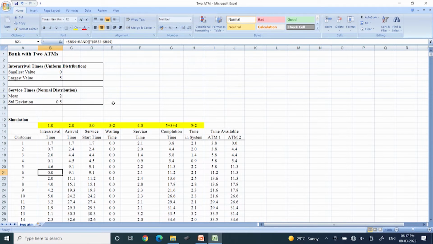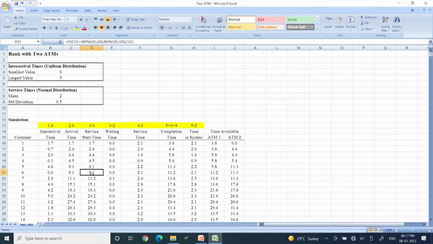So, B5 minus B4, A plus rand times B minus A. Like that, I have generated inter arrival time for 1000 customers. Now, you see the arrival time. So, arrival time is 9.1 plus 0, that is C20 plus B21, because this arrival time I am writing in a continuous scale.